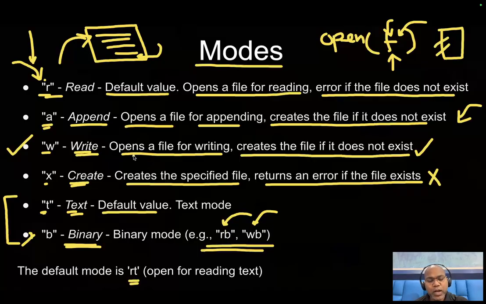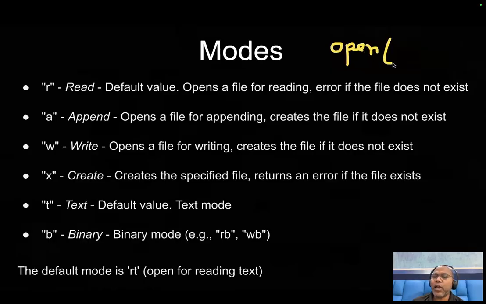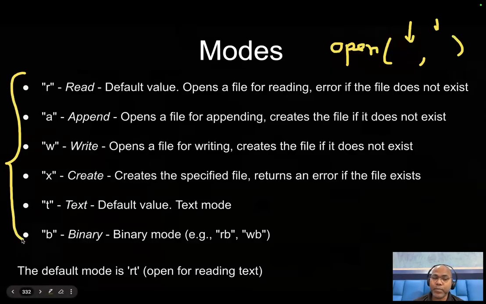So these are the modes, or you can say operation types, you can specify whenever you are going to work with a file. To work with a file in Python, you have to use the open function, and here you can specify two arguments. First, your file name. Second, the mode. Mode can be any one of them. If we do not specify the second argument, then by default it considers RT mode, that means open for reading text.